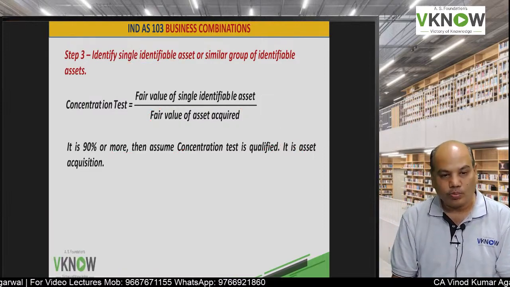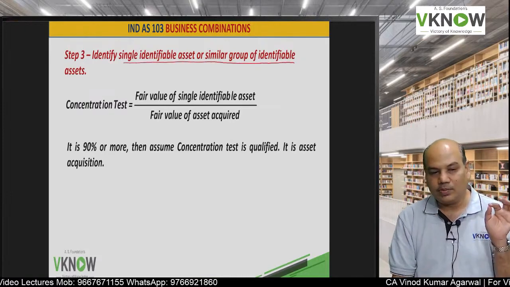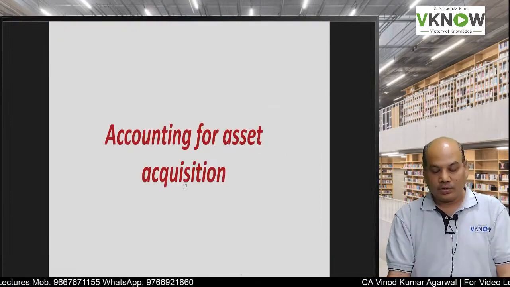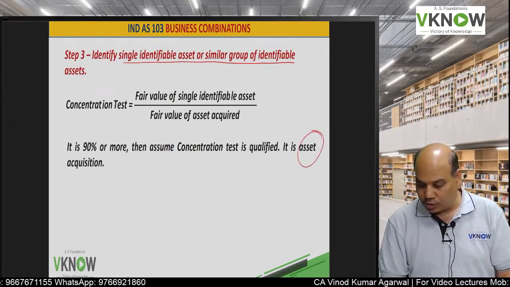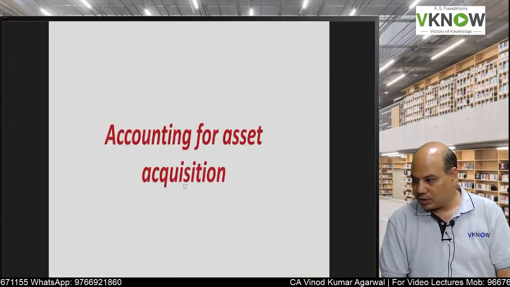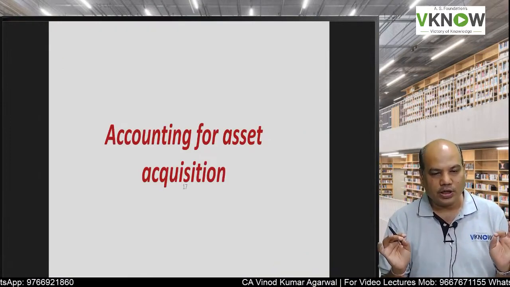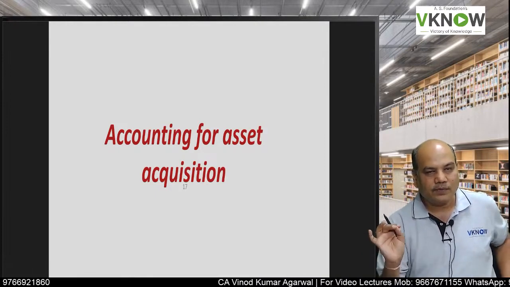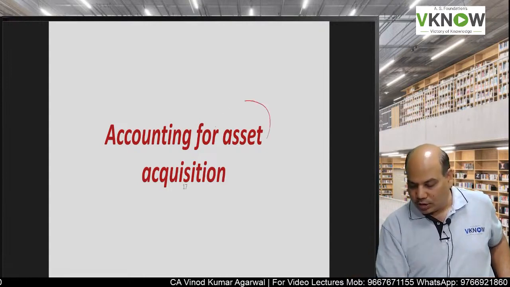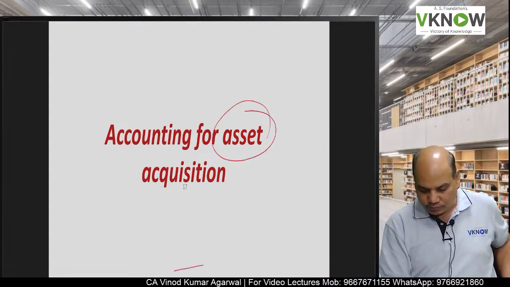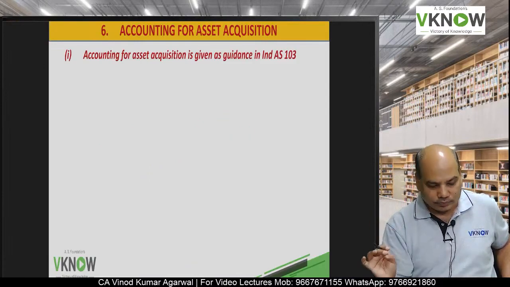If 90% or more of the consideration is for a single asset or a similar group of identifiable assets, then the concentration test is satisfied and you will follow asset acquisition. Now I'll tell you again, this standard does not deal with asset acquisition, but some brief guideline is given as to how you are going to do accounting in case of asset acquisition. So only one or two paragraphs we will discuss on asset acquisition.